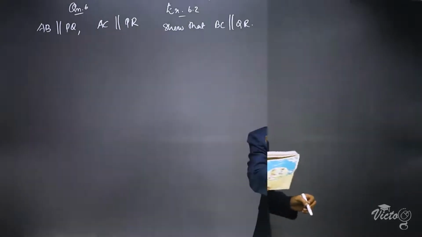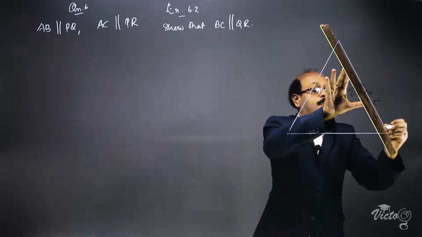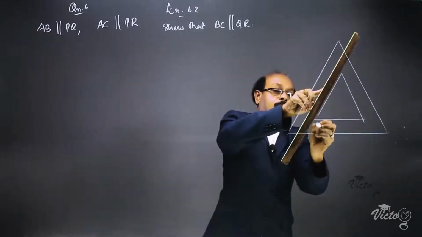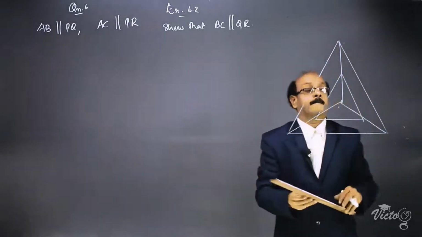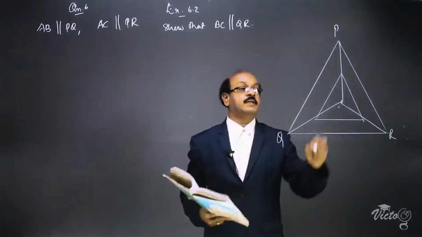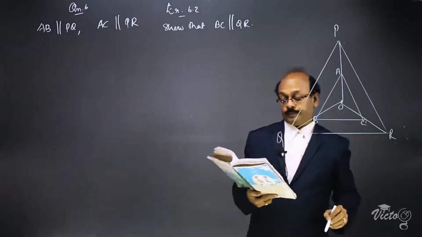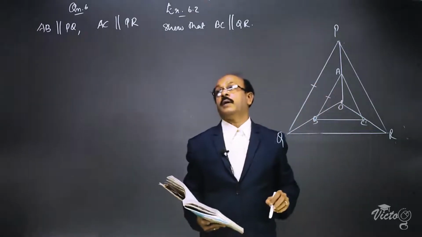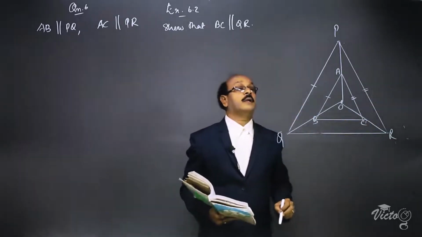The figure is here. It is triangle PQR and here it is triangle ABC, with points A, B and C. This is the point O. Now it is given AB is parallel to PQ and AC is parallel to PR. We have to show that BC is parallel to QR.